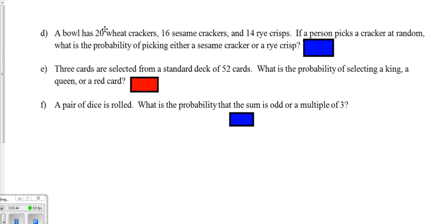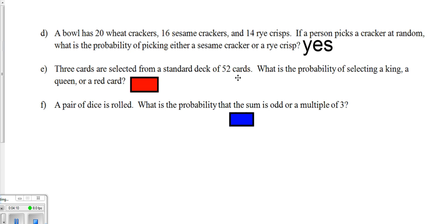A bowl has 20 wheat crackers, 20 sesame crackers, and 14 rye crisps. If a person picks a cracker at random, what is the probability of picking either a sesame cracker or a rye crisp? Now, if you put your hand into the bowl and you grab out a cracker, could one cracker be two of the same thing? No, it cannot, so these are mutually exclusive. These are totally separate from one another.